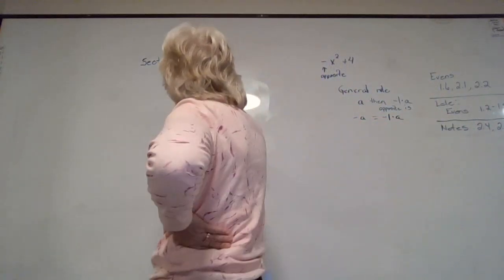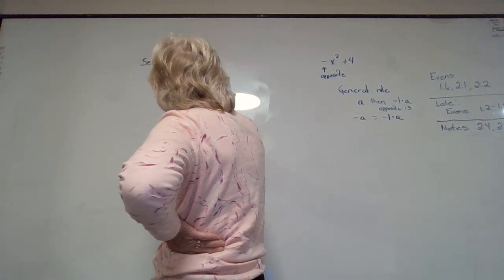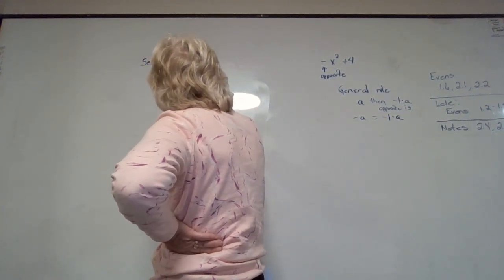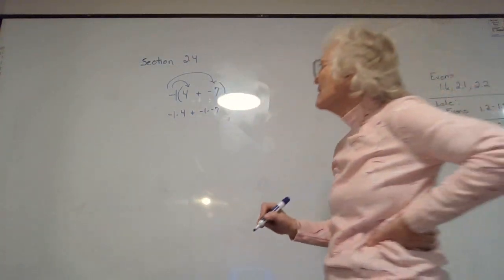Another way, so if I multiply by negative 1, it will be negative 1 times 4 plus negative 1 times negative 7. Negative 1 times negative 7 would be positive 7, right?